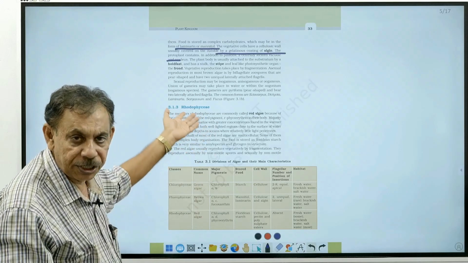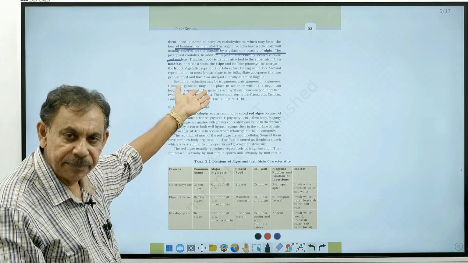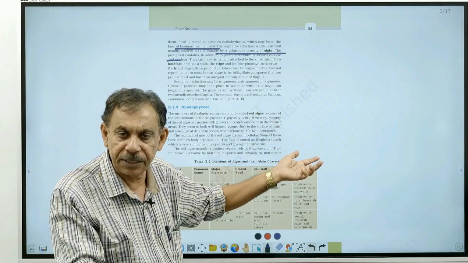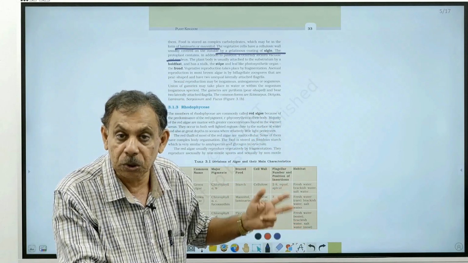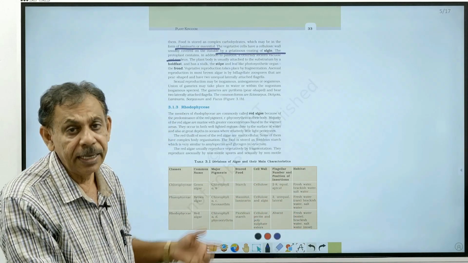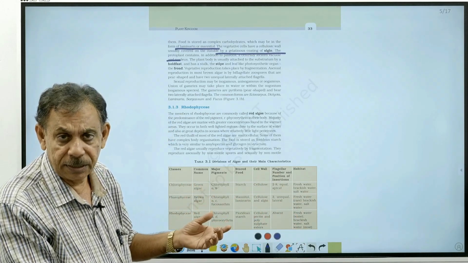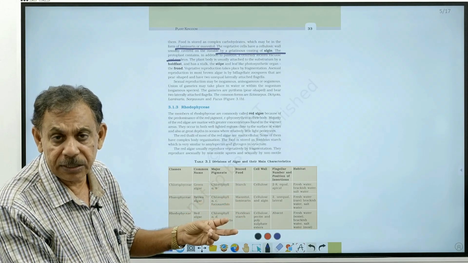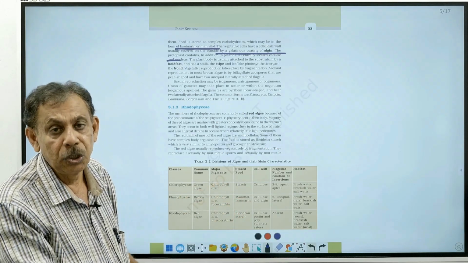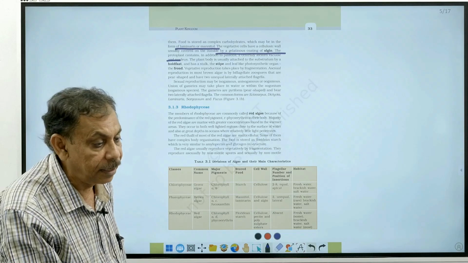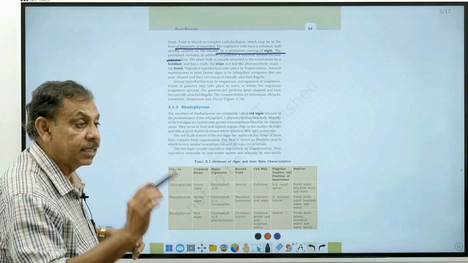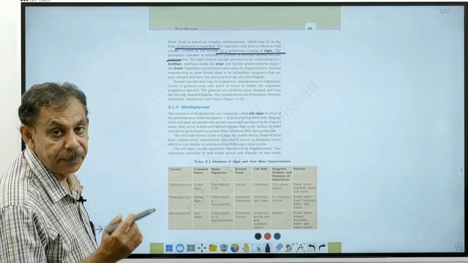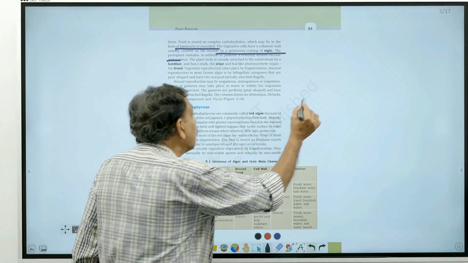Vegetative reproduction is like green algae, the same thing: fragmentation. Asexual reproduction is by the production of motile zoospores. Sexual reproduction is isogamous, anisogamous, or even oogamous. No unicellular forms in brown algae, but they include the largest type of algae. The largest algae, that is brown algae, is called Macrocystis.